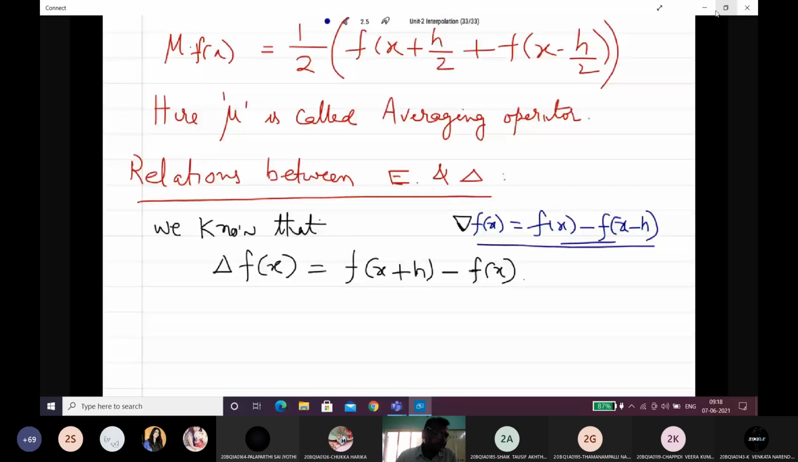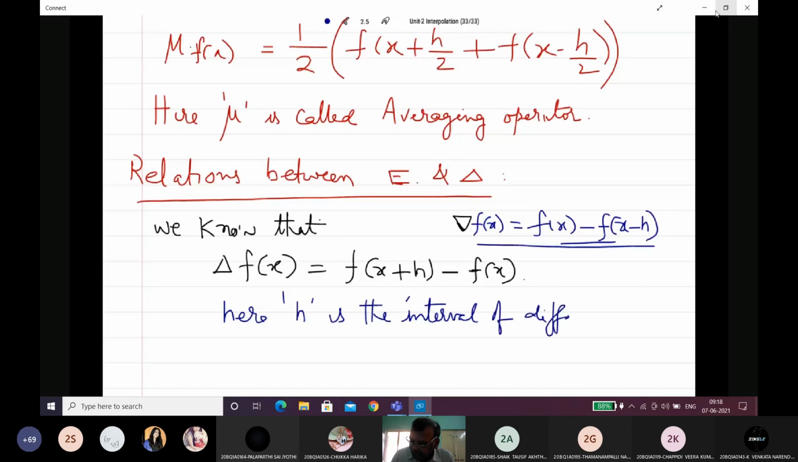Okay. Here h is the interval of differentiating. Sometimes h is equal to 1, then accordingly we write 1. Here h is the interval of differentiating. Okay.